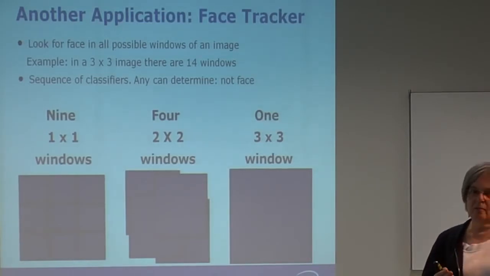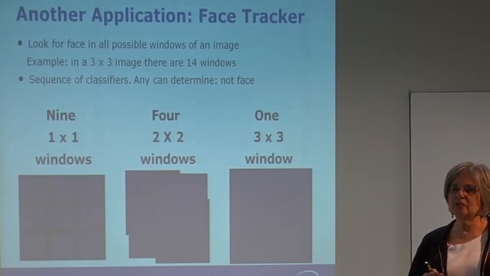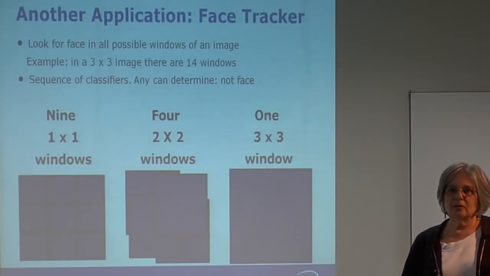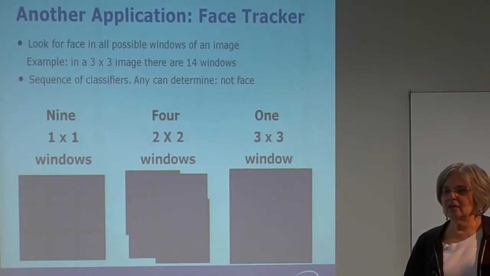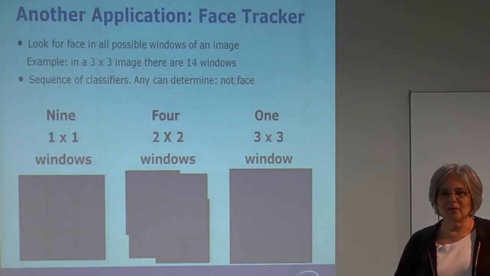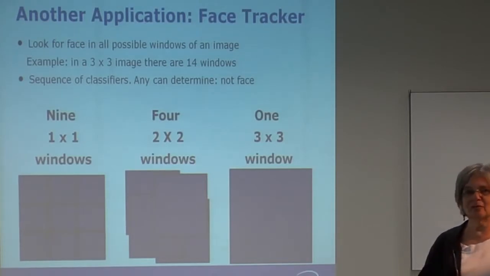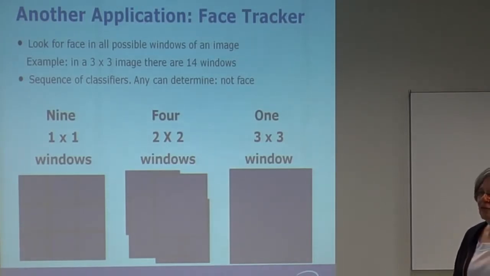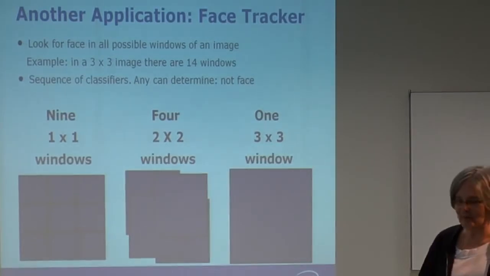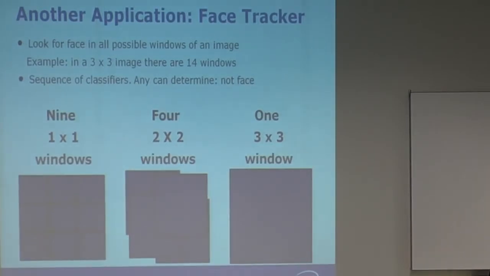And when they take a frame, what they actually do is look in all possible square windows in that frame. So if you think of starting from any pixel, and imagining that that pixel is the upper left corner of a window, what are all the square windows that you could make out of it? So there are a lot of them. But I'm just showing a couple here. This is the one window. This is 4 overlapping windows, and this is 9 non-overlapping windows. But so they can be whatever.